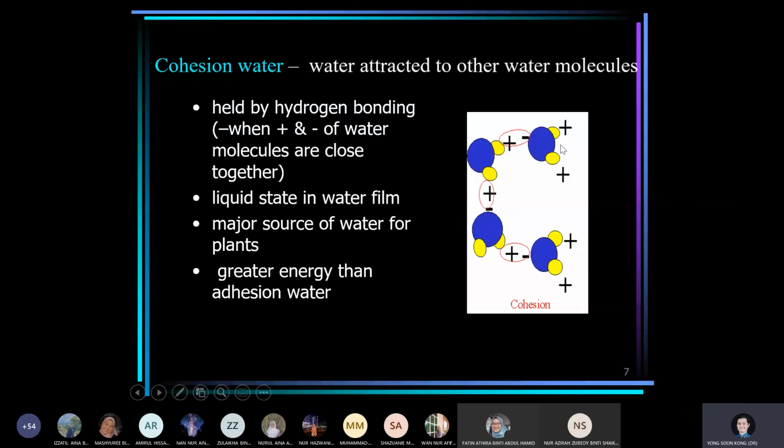So I ask you, how many bonds? One. How many bonds in adhesion water? More than one. In fact, many, many times. So you can say cohesion water is weaker than adhesion water. Now, why does that matter? Why is that important? Because earlier, adhesion water is immobile. It cannot be moved away from the surface of the soil. What does that mean? That means the plant very likely cannot absorb this water because it is held tightly.